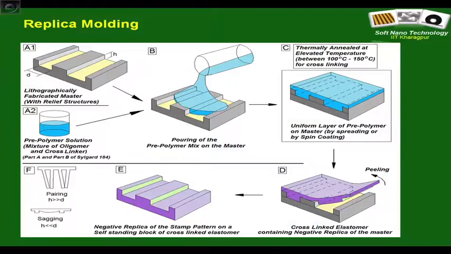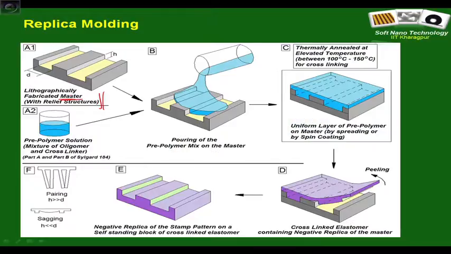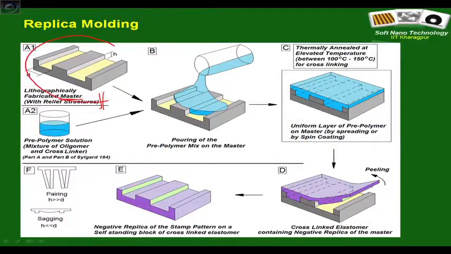So, this is replica molding in a nutshell. What you need is a lithographically fabricated master with relief structures. This is something you need, and this is the master or the mold or whatever you want to say. This is analogous to the mask you need in photolithography, because this is where it contains the original pattern. How do you get this?